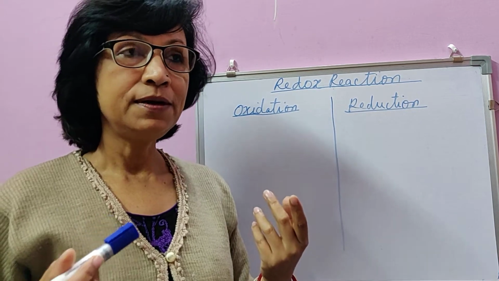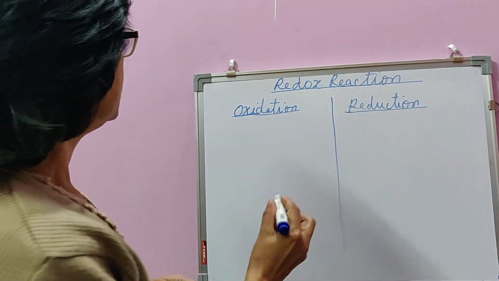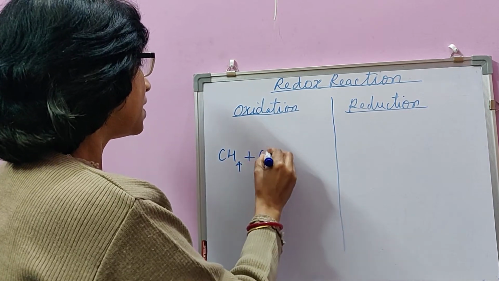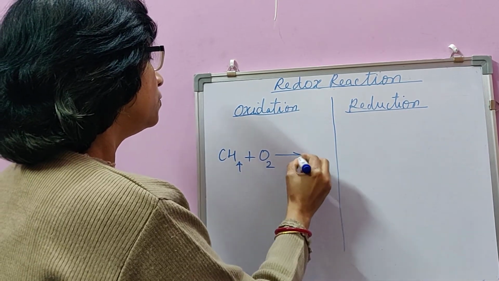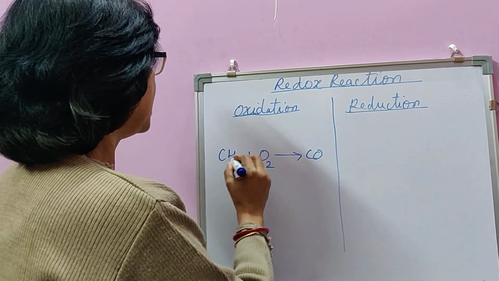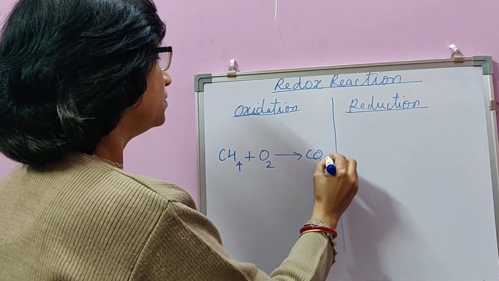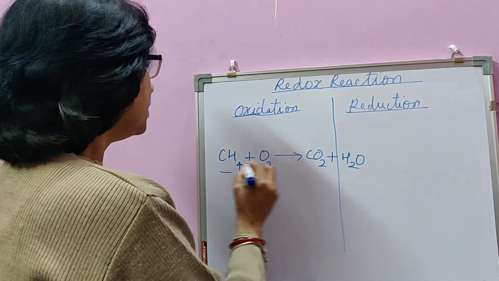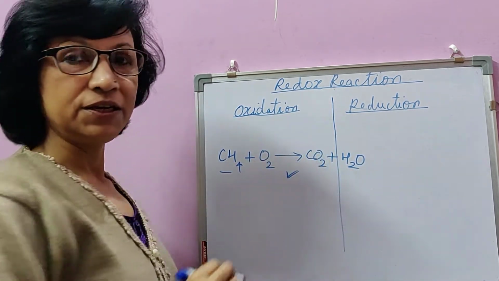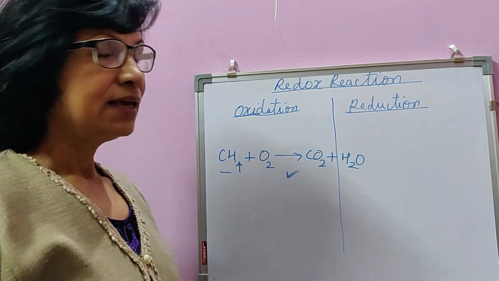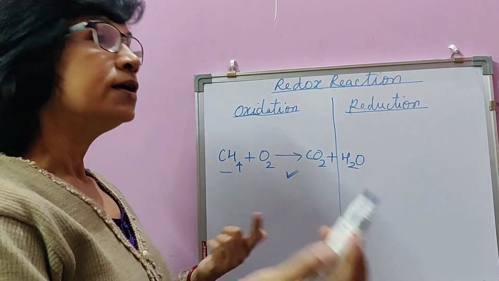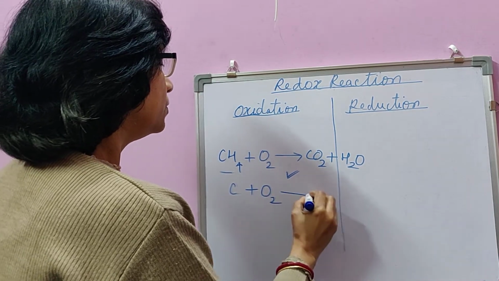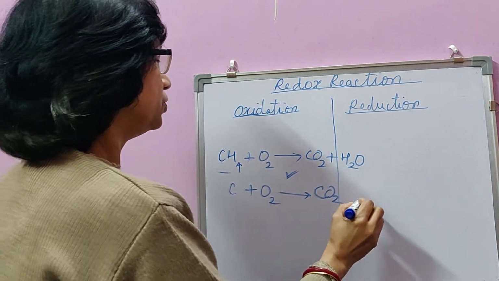For example, when a fuel burns, suppose methane burns, then it combines with oxygen to form oxides of its elements carbon and hydrogen, CO2 plus H2O. So it is an oxidation reaction. Similarly, burning of coal or any other fuel is also the process of oxidation.